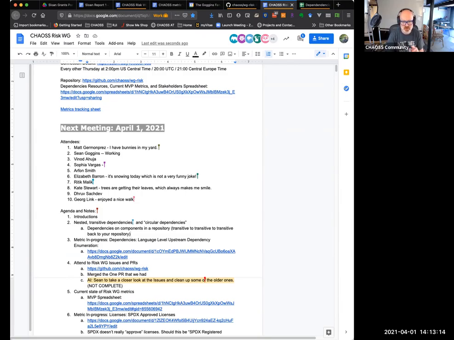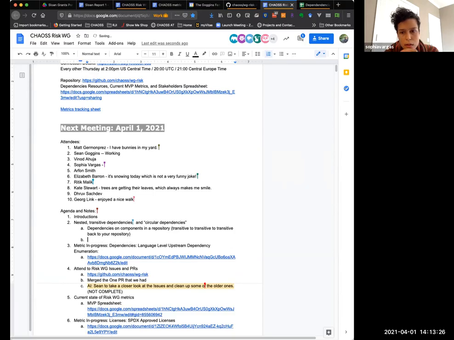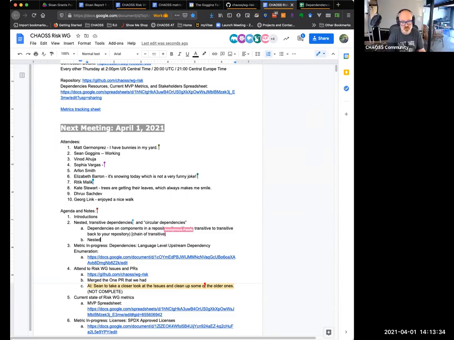There were those dependencies on components, which are transitive to transitive, transitive back to your repository. And there was one other item, right? I see three: nested, transitive, and circular. But you have that already listed at the top, so I'd say we're all set with that. Okay, those are really good points.